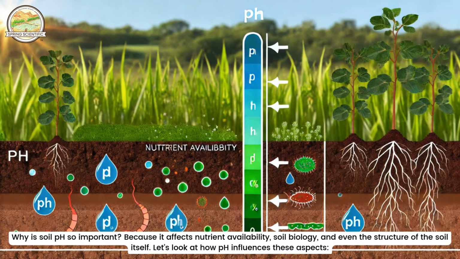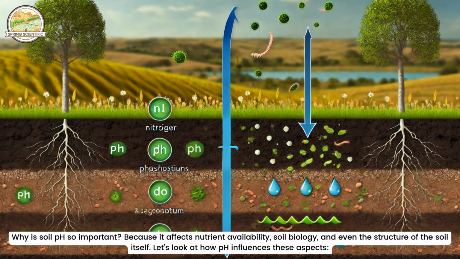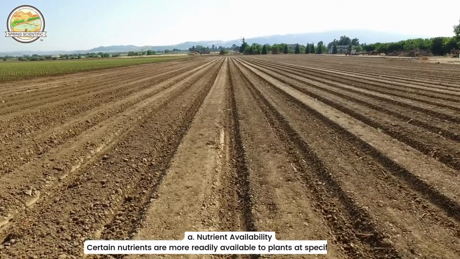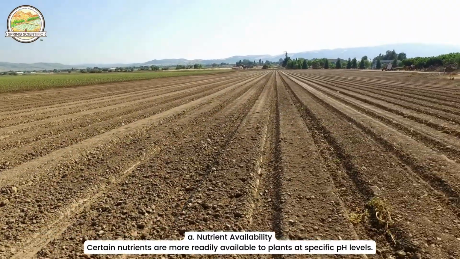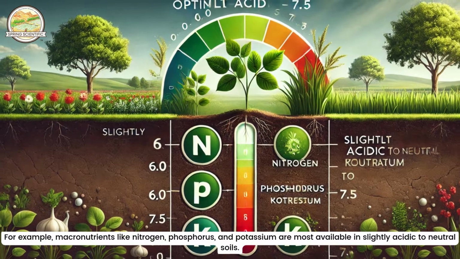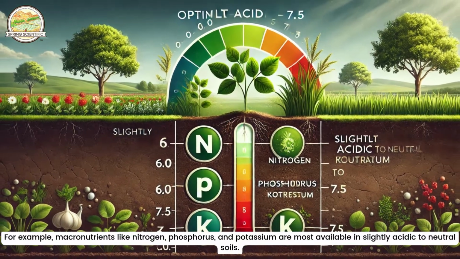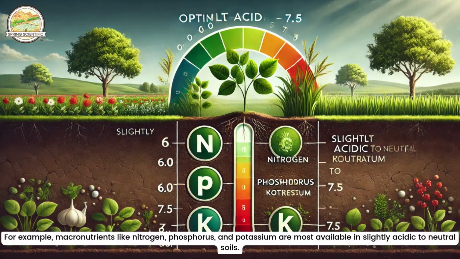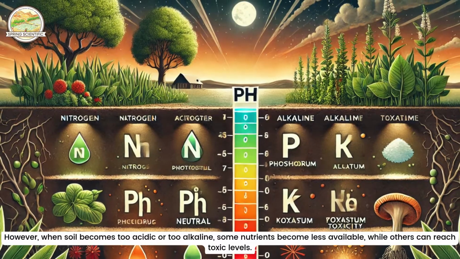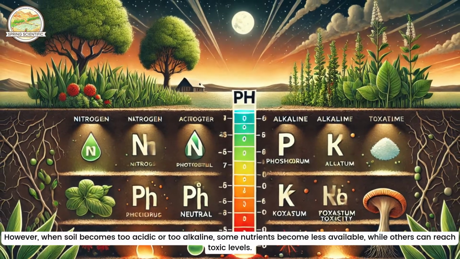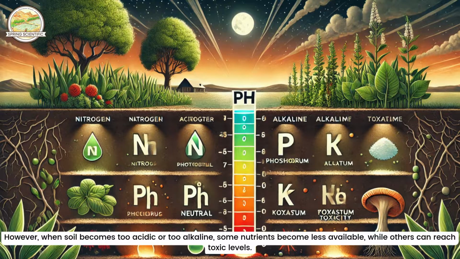Why is soil pH so important? Because it affects nutrient availability, soil biology, and even the structure of the soil itself. Let's look at how pH influences these aspects. Certain nutrients are more readily available to plants at specific pH levels. For example, macronutrients like nitrogen, phosphorus, and potassium are most available in slightly acidic to neutral soils. However, when soil becomes too acidic or too alkaline, some nutrients become less available while others can reach toxic levels.